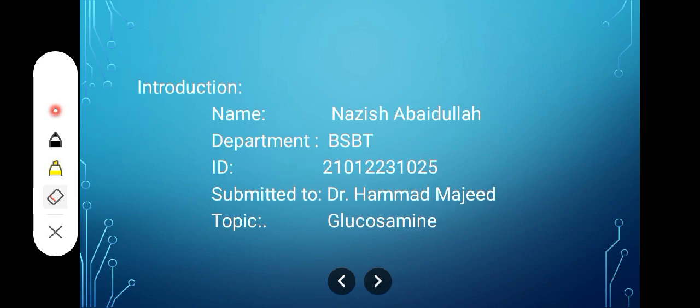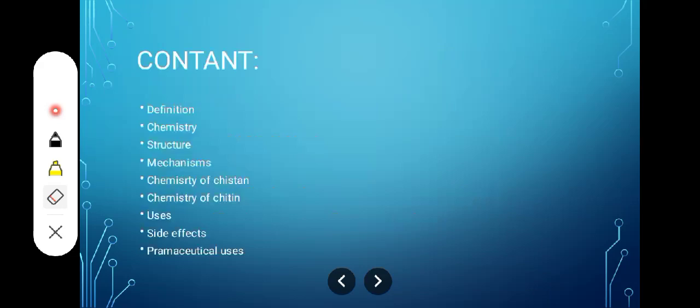Today I will explain the topic of glucosamine. Let's move towards the content. The first content is the definition, then chemistry, structure, mechanism, chemistry of chitosan, chemistry of chitin, uses of glucosamine, side effects of glucosamine, and the last one is the palliative uses of glucosamine.